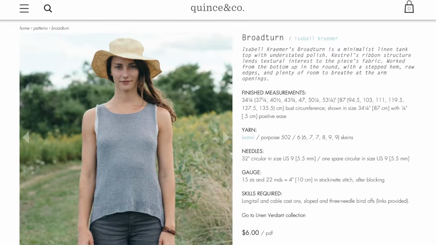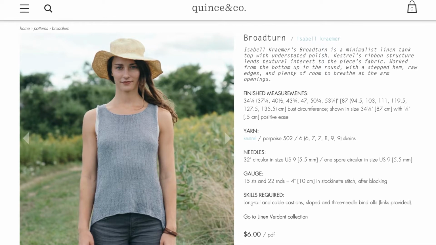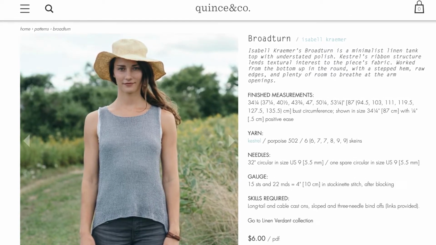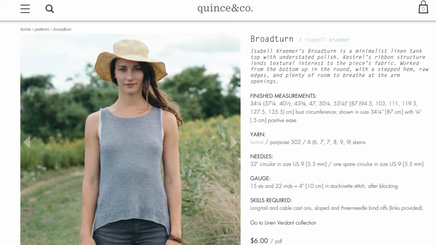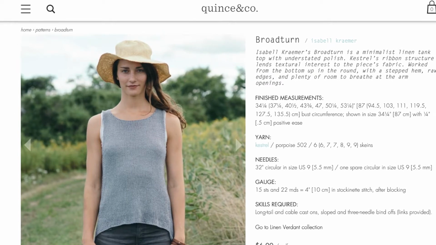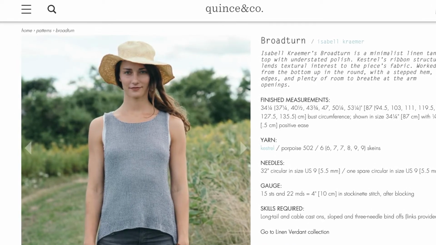construction. The next example is this summer tank top from Quince & Co., Isabel Kramer's Broad Turn. It's a linen tank top. So we can tell by looking at this that stitch definition is probably not so important. There is no big standout design on here that we need to pay attention to. Elasticity, it's probably important for the basic structure so the garment fits and keeps its shape.